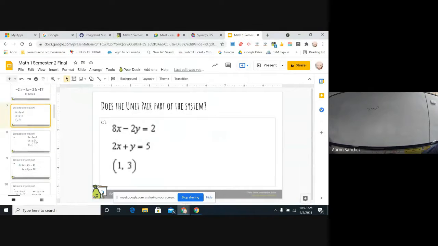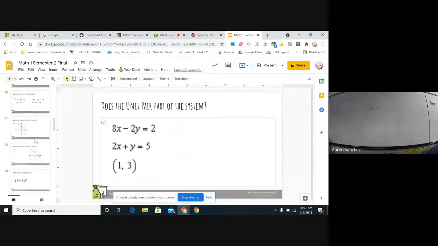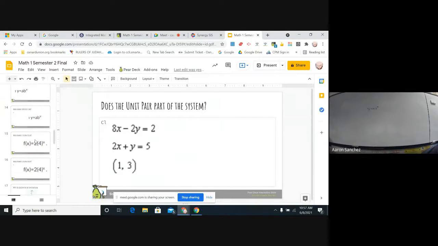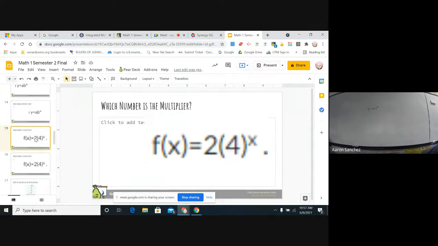Where was I? Sorry, Noel. Noel, I'm sorry. We just have a couple more to do here. See, this is linear time. Okay, which number is the multiplier here? Which number is the multiplier? Write down the number. Which one's a multiplier, guys? What is the multiplier? You have two numbers. One of them is the multiplier.